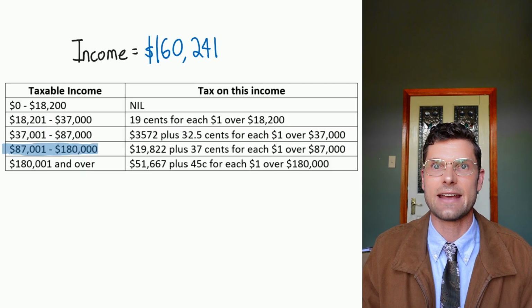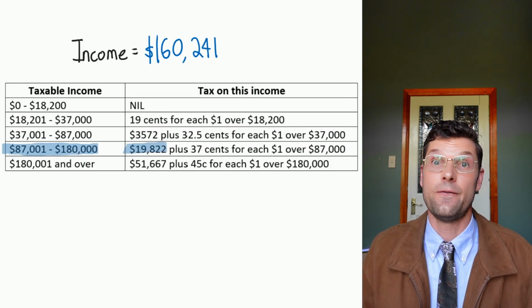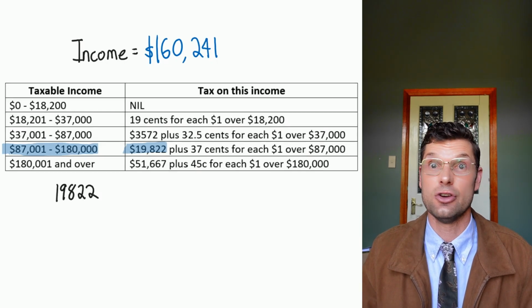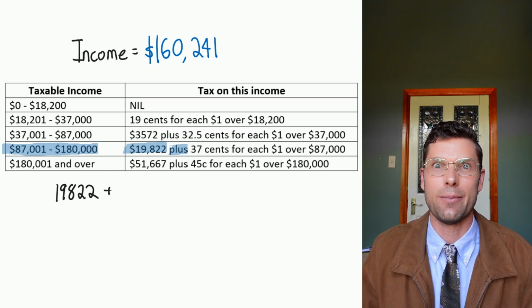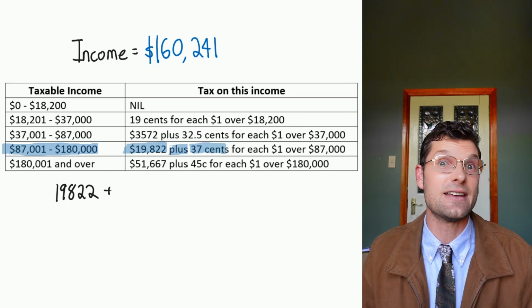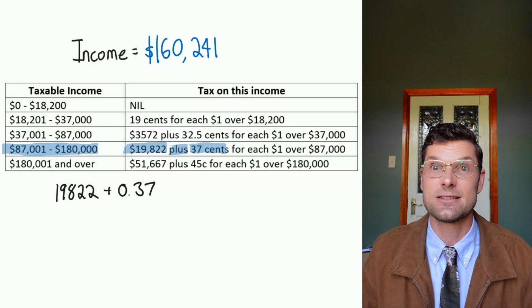We just go to the next column and read across. Whatever you read, you write down. The first thing we see is 19,822, so I'm going to write that down. The very next word is plus, so I'm going to write a plus. Now I've got 37 cents. We know that that's the same as 0.37. So we've got the first part of this absolutely smashed.